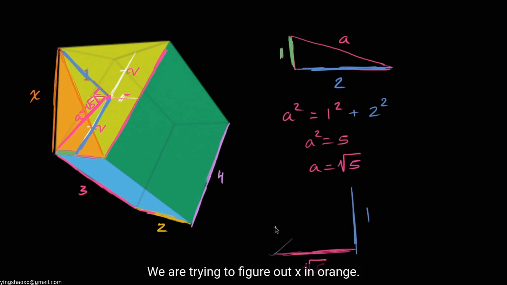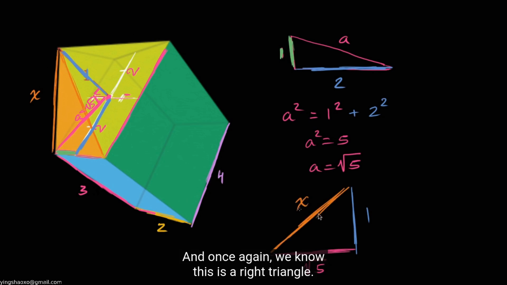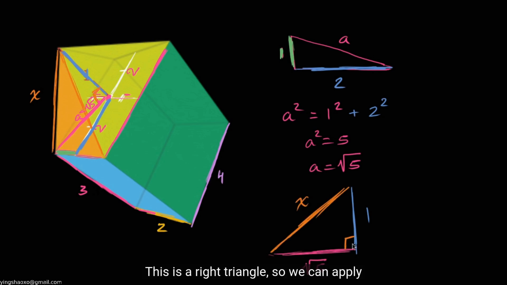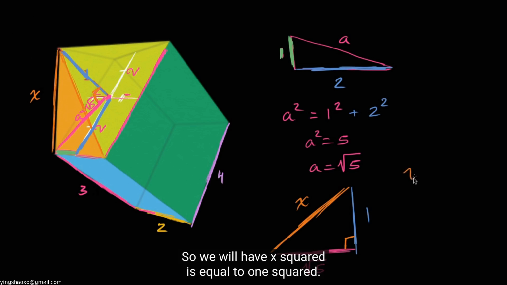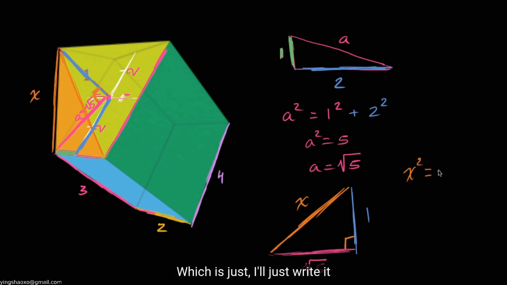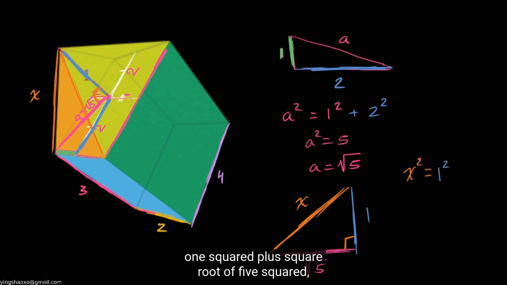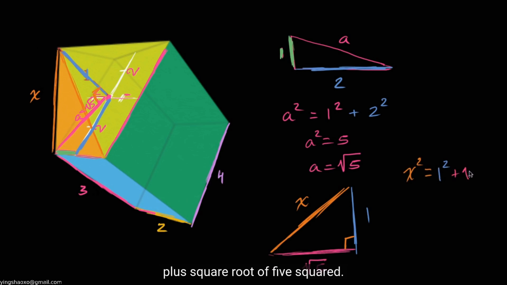We're trying to figure out this x. And once again, we know this is a right triangle, so we can apply the Pythagorean theorem again. So we will have x squared is equal to 1 squared plus the square root of 5 squared.